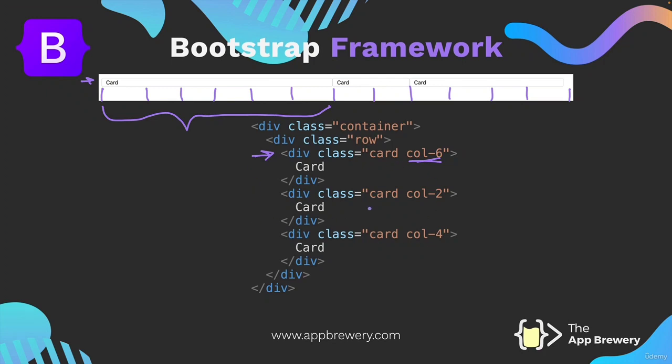Now I can create other cards in here. This one's going to take up 2 of the columns, and this one's going to take up 4 of the columns. Added together, they add up to 12, which means it's going to take up the entire width. So we've now got 3 cards taking up the entire width of the website. But as we resize the website, it's going to respond. A column 6 is going to be a 50% width. If the width was 1000 pixels, then this one is going to be 500 pixels wide. If the width was 2000 pixels, then the width will be 1000 pixels, etc.